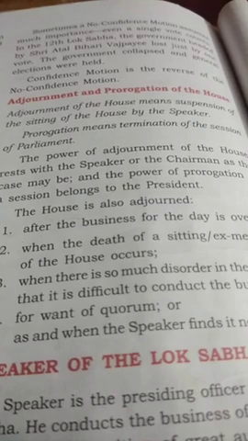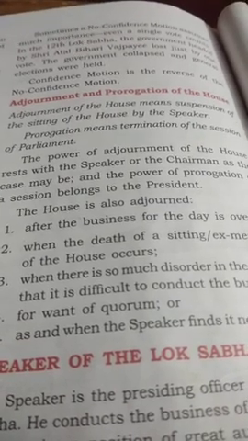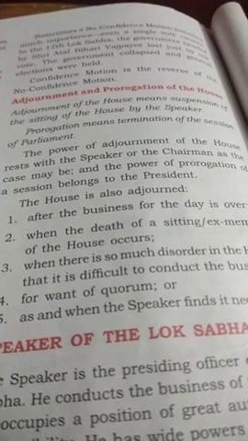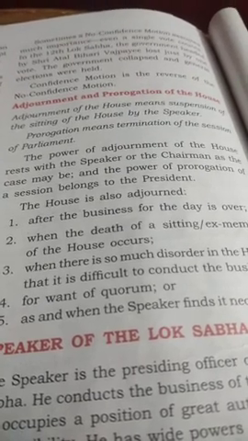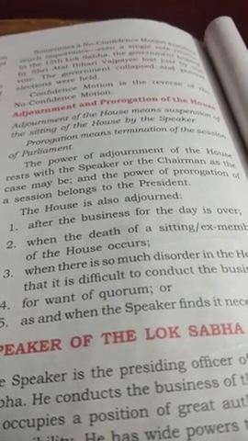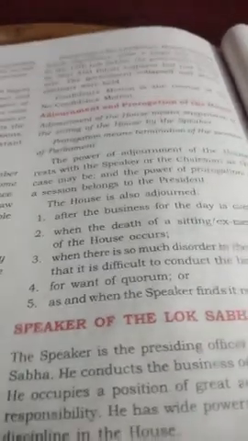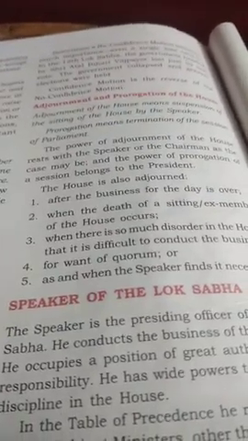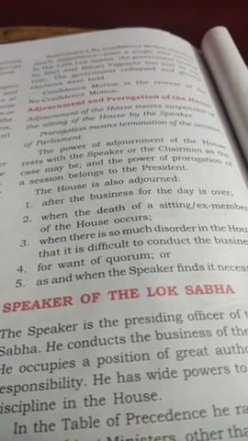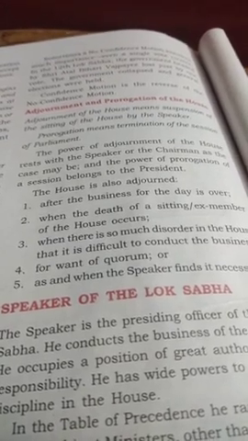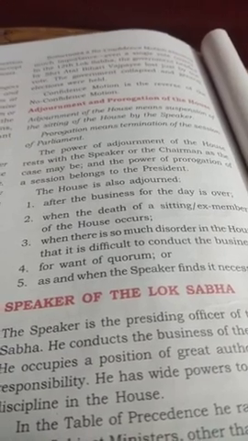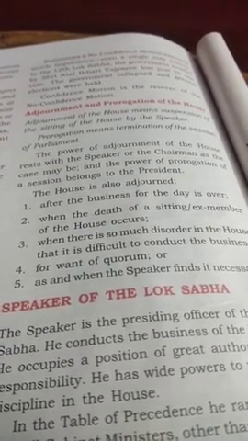The House is also adjourned in the following situations. Number one, after the business for the day is over; when the death of a sitting or an ex-member of the House occurs; when there is so much disorder in the House that it is difficult to conduct the business; and for want of quorum, if quorum is not fulfilled, then also the House will be adjourned; and finally as and when the Speaker finds it necessary.